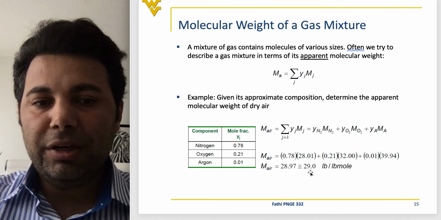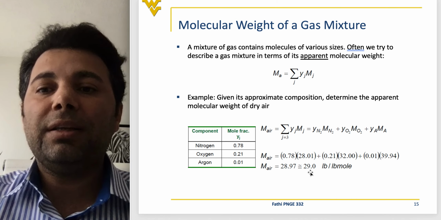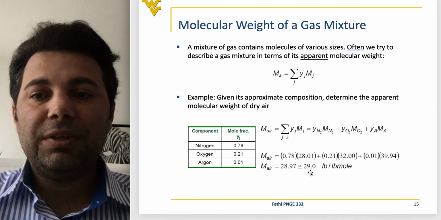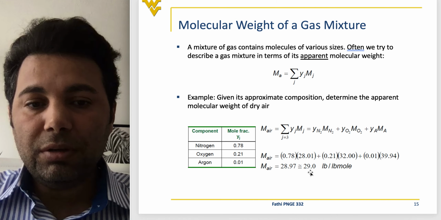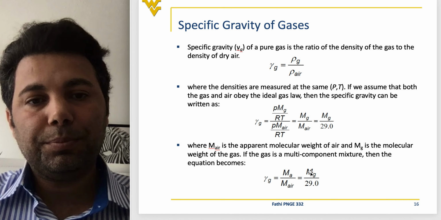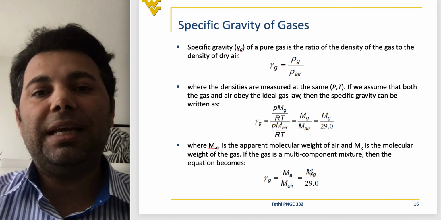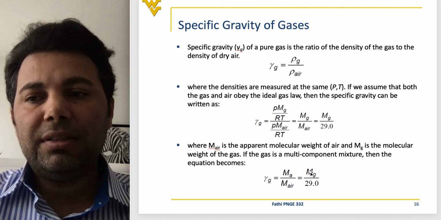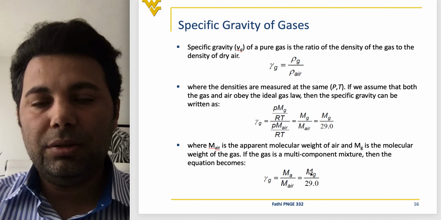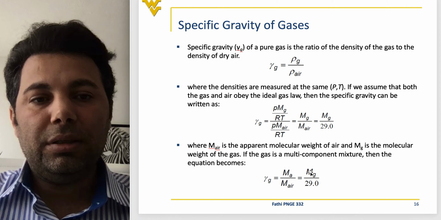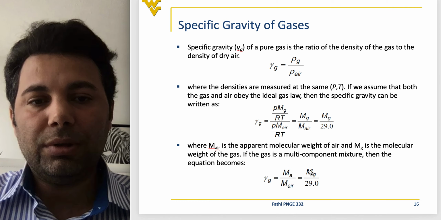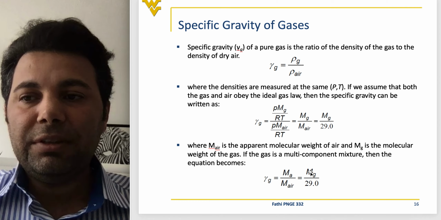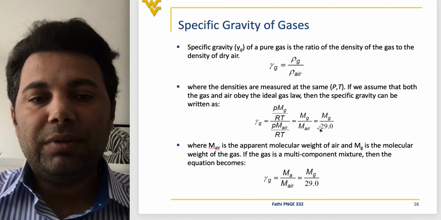The apparent molecular weight of air is 29 because we use that to define the specific gravity of gas. The specific gravity of gas is defined as the apparent molecular weight of gas divided by the apparent molecular weight of air, which is 29. Okay? So this is the first property of the gas that we are studying, the specific gravity. It's very important, always reported in the reports for the samples that they are taking. So you always need to have the specific gravity of the gas that you are collecting.